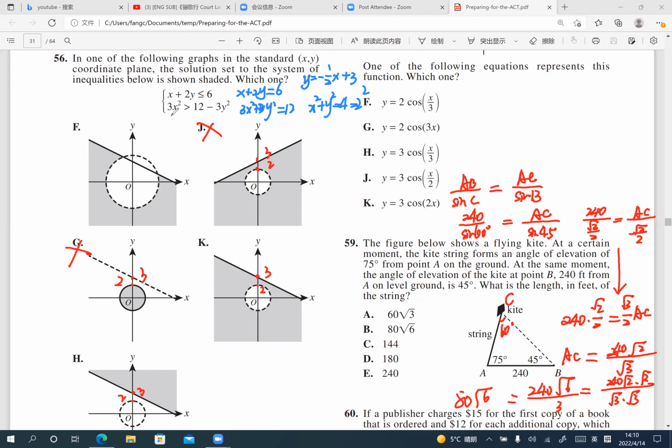Continue. For the second inequality, the boundary line is 3x squared plus 3y squared equals 12. After we simplify, we get x squared plus y squared equals 4, which is equal to 2 squared. So the radius equals 2. So we can tell the y-intercept is greater than the radius, which means the y-intercept is above radius 2. So we should eliminate option F. So now we need to choose our answer from option K and H.